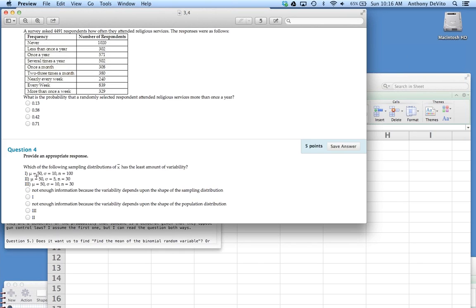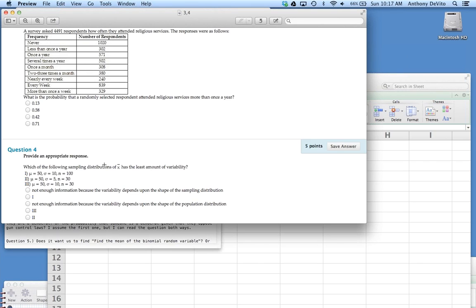Well, let's see. The first one, mu is equal to 50. This mu and sigma, what do they refer to? They refer to the population. But the question is asking about the sampling variability. In other words, for samples of size 100, samples of size 30, samples of size 30. So let's see. Mu is equal to 50, sigma is equal to 10 for the population. So population number 2 has the least amount of variability because it's got the smallest standard deviation.